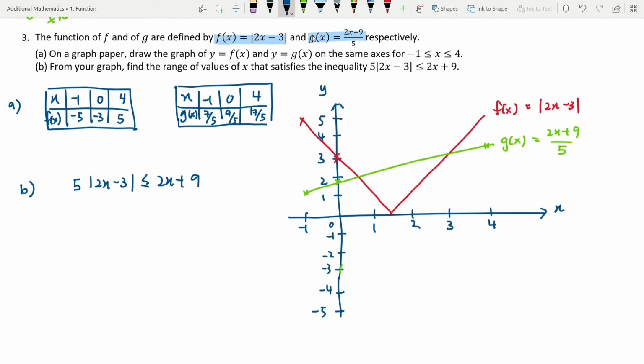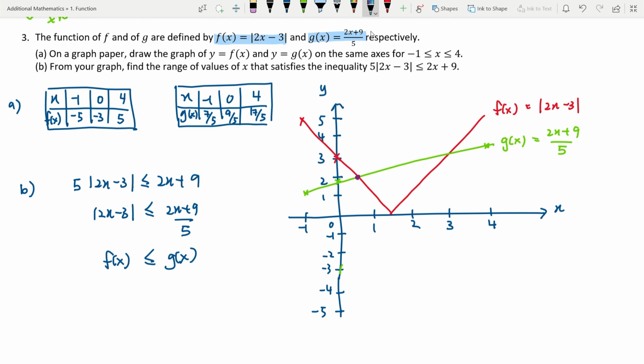We just need to move the 5 to the right side. We divide it. We have modulus 2x minus 3 lesser equal to 2x plus 9 over 5. This is our f(x) and this is our g(x). What we need to find is the range of value of x that satisfy f(x) is lesser than g(x). f(x) is the red color, g(x) is the green color. So we want to find the area where the red is lesser than the green. It will be this part.